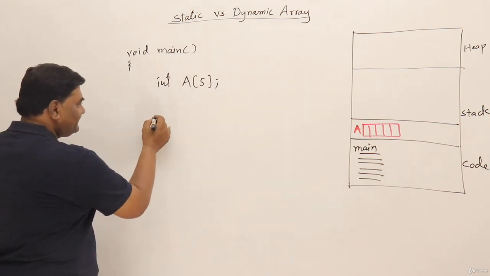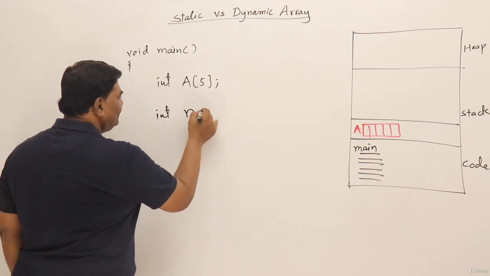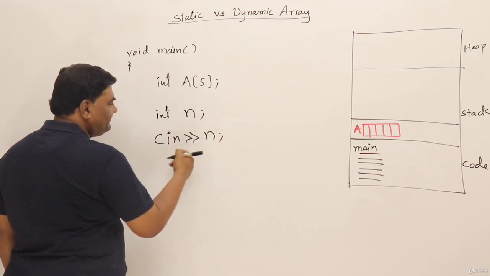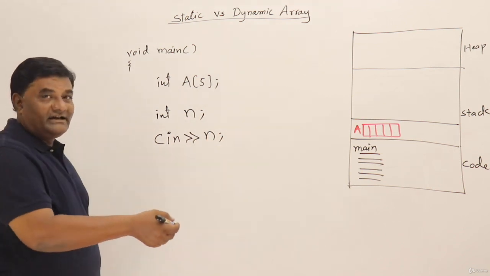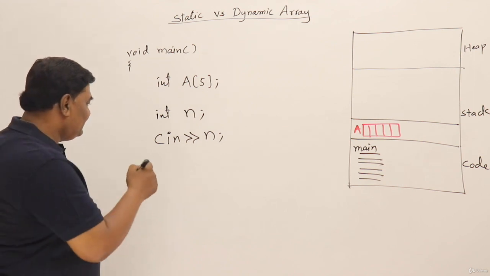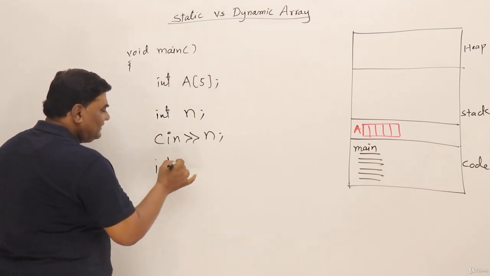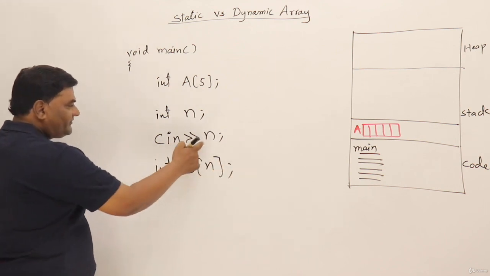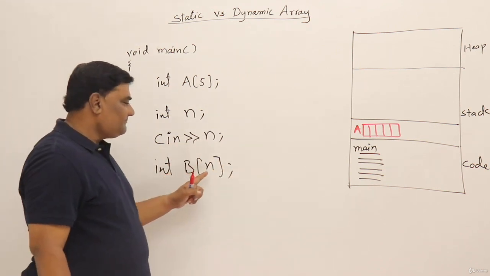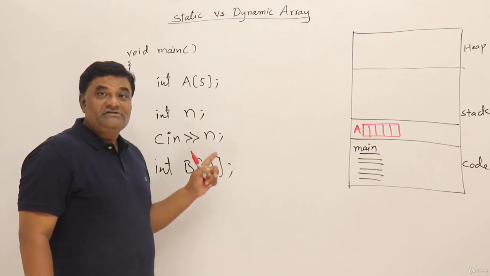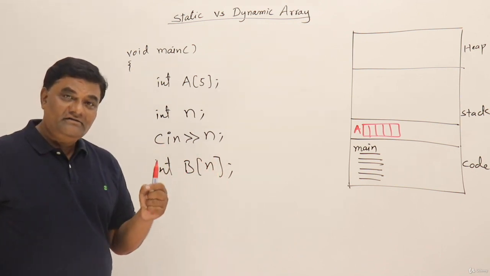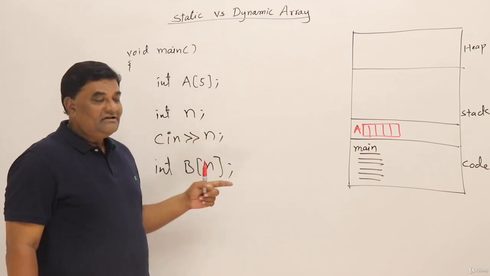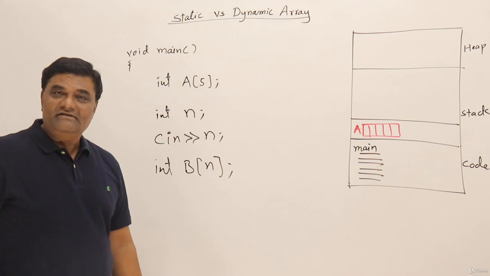Let us see in C++, suppose I have one variable n and cin n. So it means I am reading some input from the keyboard, the size of the array as n. Then I can declare an array of some size n. So whatever input comes from the keyboard, I can create an array of that particular size. So the size of an array is decided at runtime. You can enter any value in n at runtime. So an array of that size will be created inside the stack.